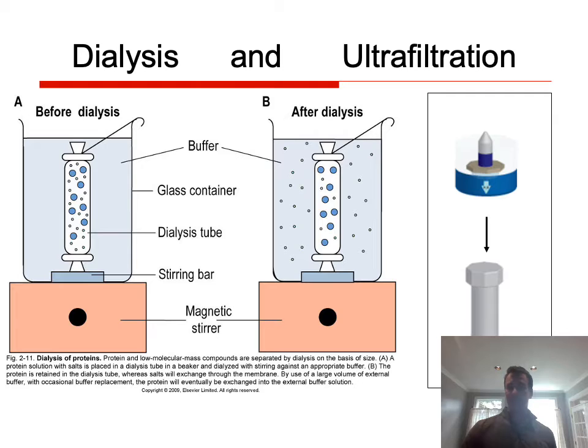Ultrafiltration works in a very similar manner, except you can do it quicker because you're using centrifugal force. You basically have a membrane sitting here, your protein solution up here, and you can both concentrate and separate big proteins from smaller proteins and other molecules in the same way. It's just you're forcing it through that membrane at a much quicker rate.